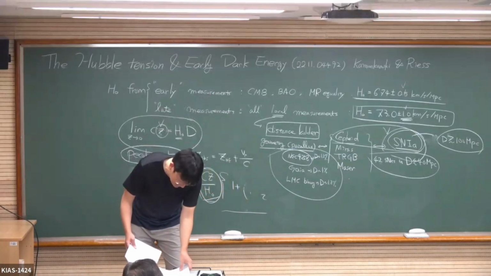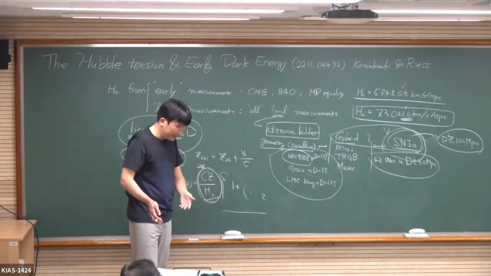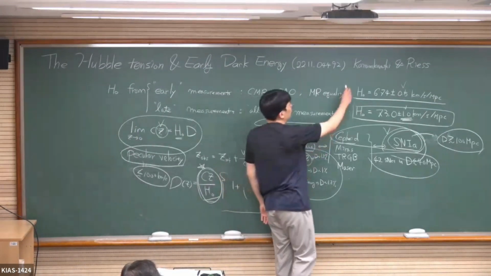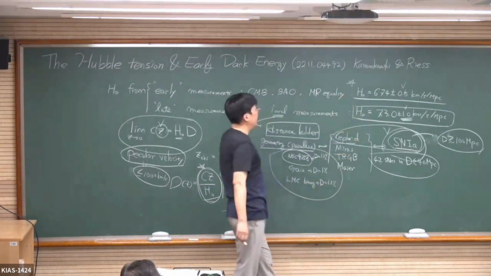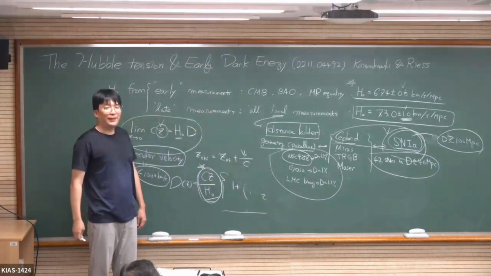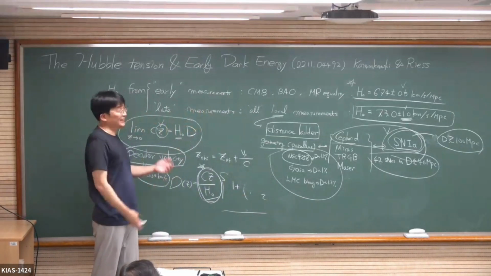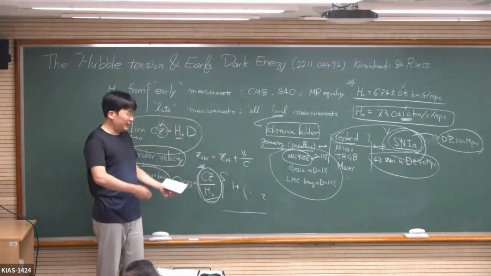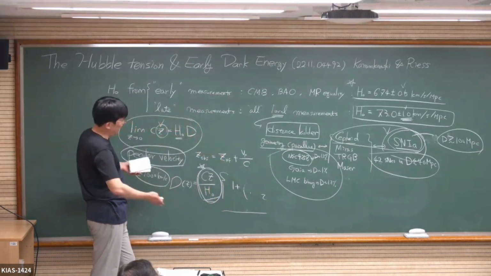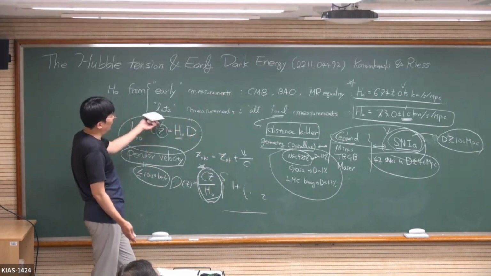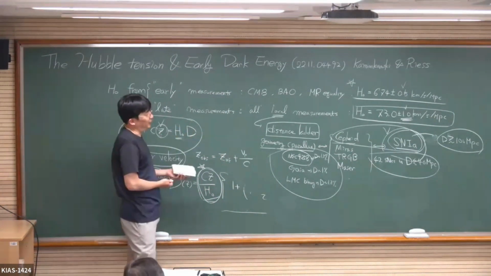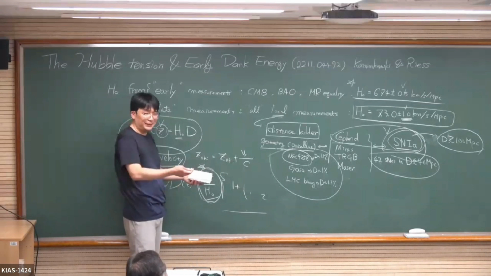Which is in tension, according to their evaluation, more than 5 sigma tension with the value based upon the cosmological theory or cosmological observation. Okay? Good. That paper includes all the more details about how the late time measurement was done and what kind of possible systematics we can expect. So if you're interested, please read.